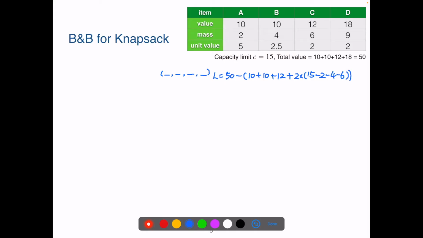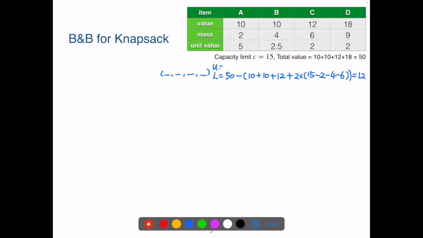So this will give us the value of 12. This is not a feasible solution for the 0-1 knapsack problem. However, it serves as a solid lower bound because we cannot have anything that's less than 12. What about the upper bound?